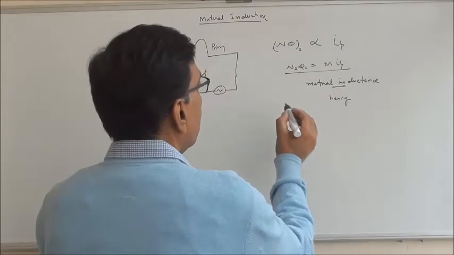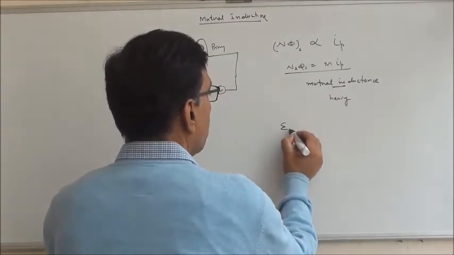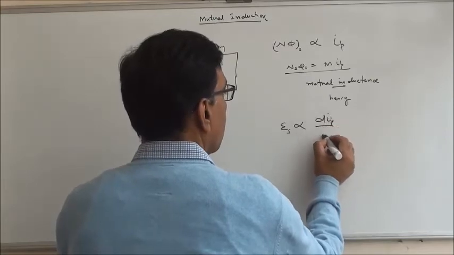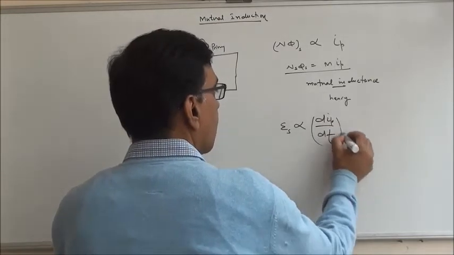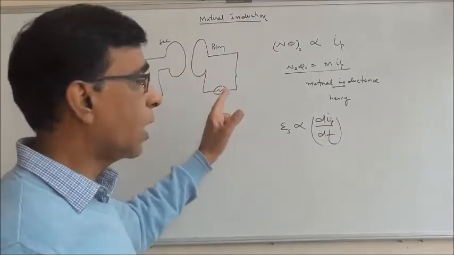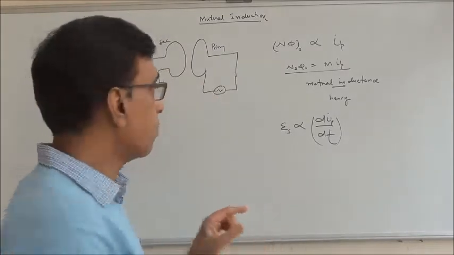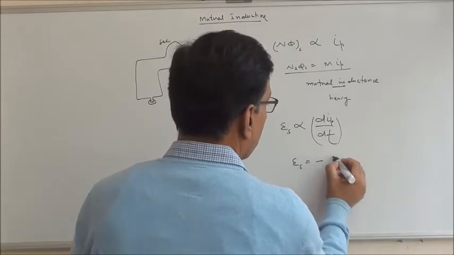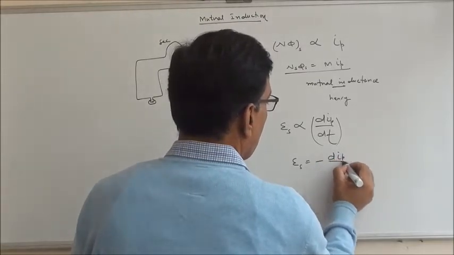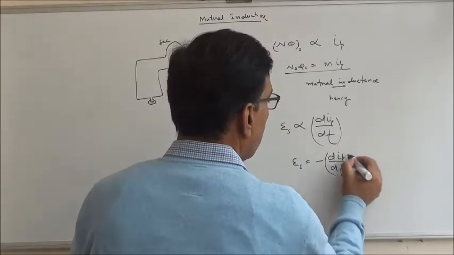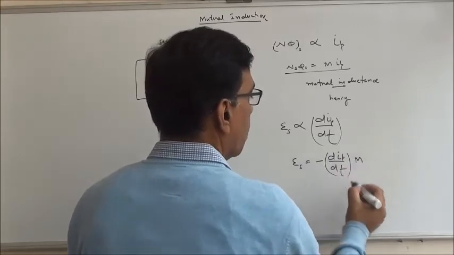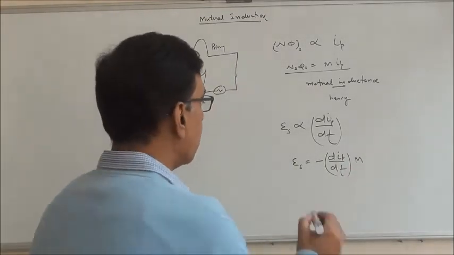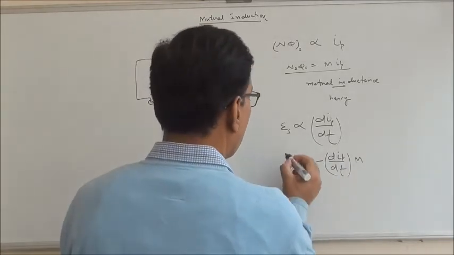We can take it in terms of induced EMF also. Induced EMF in the secondary depends on the rate at which the current is changing in the primary, not on the current, but on the rate. And here the constant, or we can simply use dIp/dt times a constant of proportionality, which is called the coefficient of mutual induction or mutual inductance. And we can take this expression from here also.